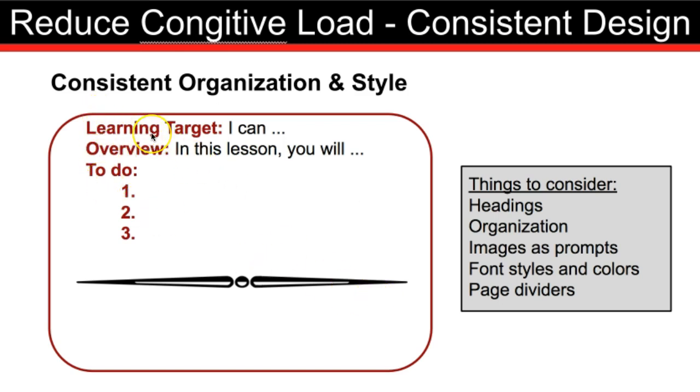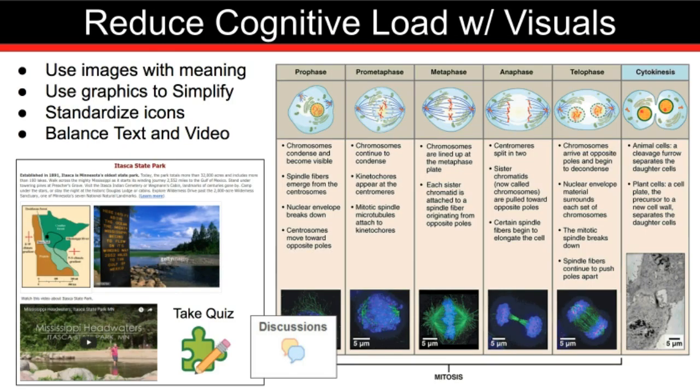I choose to use this kind of maroon color for my headings and then black text for my directions and content. Also consider page dividers. You can put in an image or a line to separate pieces of the page to chunk it. Images can be a great help as well, especially images with meaning.